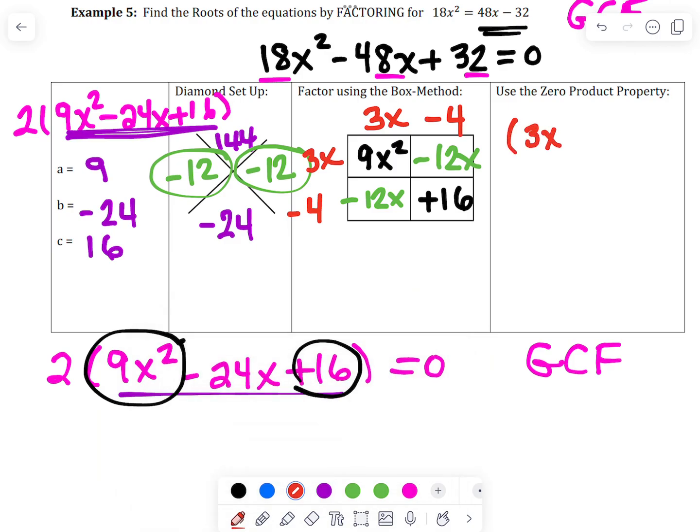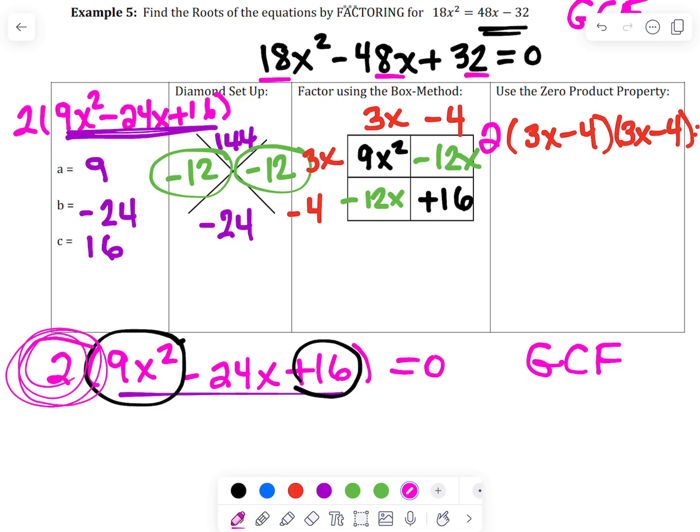So we have 3x minus 4, 3x minus 4, and then remember we had that number 2 that was factored out, so put that out in front. Now we apply the zero product property. If I set 2 equal to 0, that won't produce a root. So then we set these factors equal to 0. Notice they're the same factor, so I'm just going to focus on one of them, 3x minus 4. And I'm going to have a repeated root.